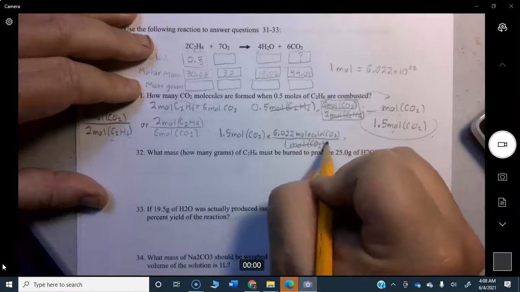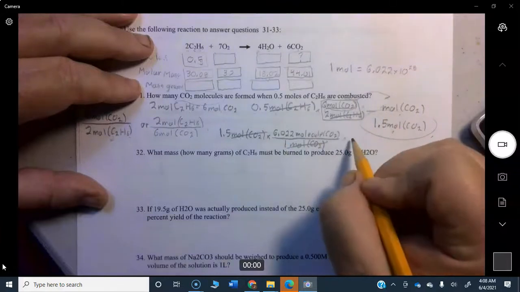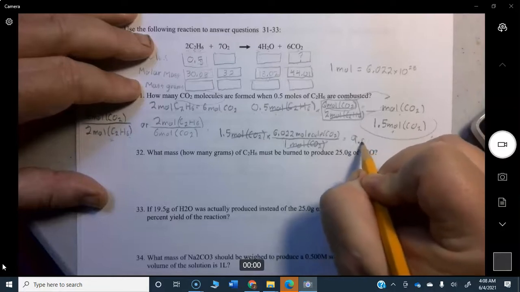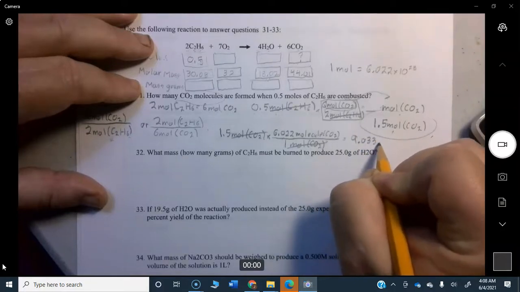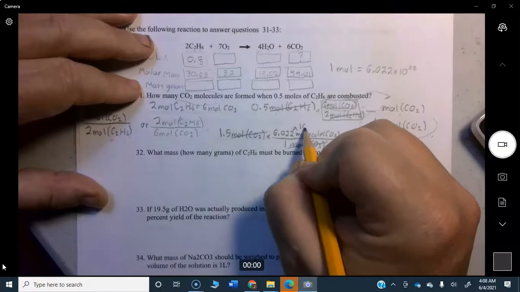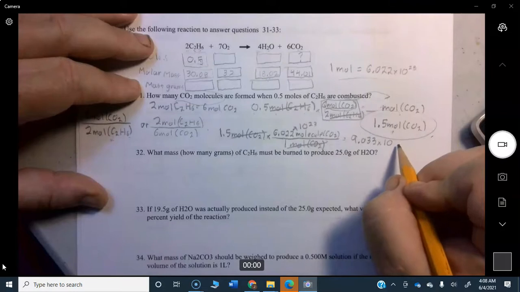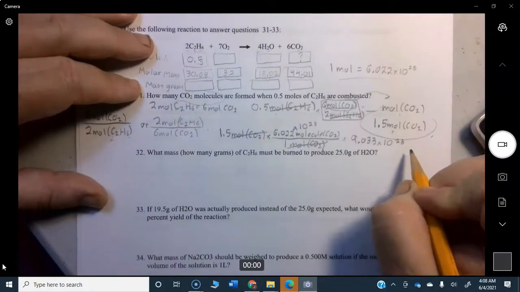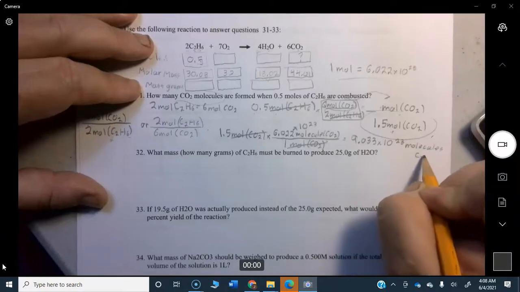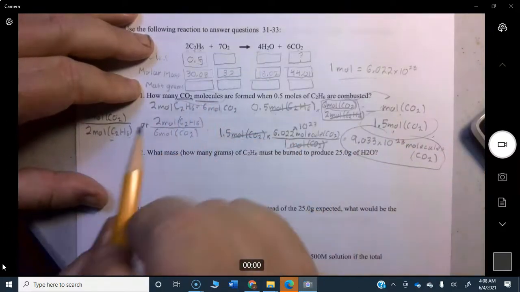All right, so moles of CO2 cancels there, and you have 1.5 times 6.022. And I'm going to just say that is 9.033 times 10. You don't change the exponent. Oops, that should have been times 10 to the 23rd. Sorry about that. So there it is right there. 10 to the 23rd. And that's molecules of CO2. That's your final answer. That's what they're asking, CO2 molecules.